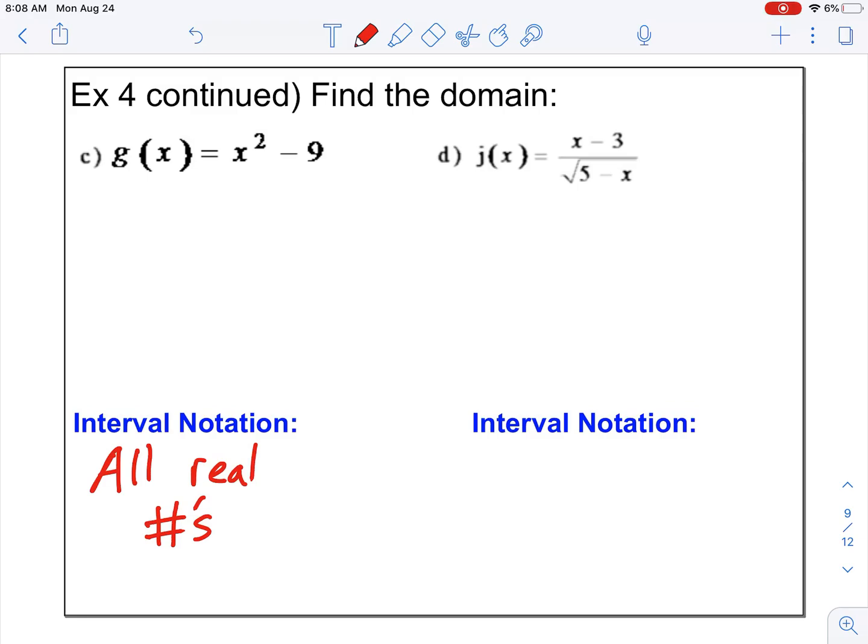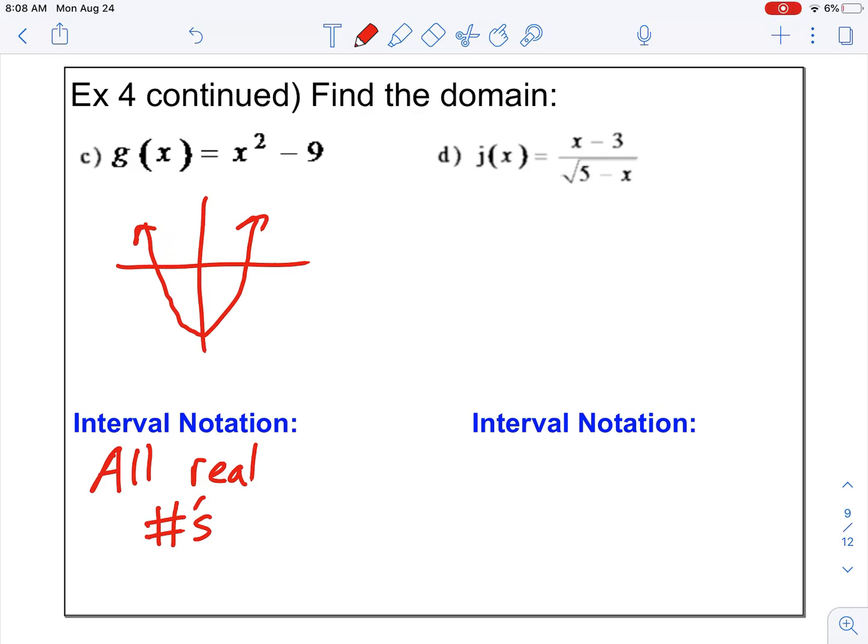All right. Now, another way to think about this is the graph of x squared minus 9. If you guys remember that graph, that's a parabola shifted down 9 units. So you can kind of verify your thinking. And if you look at the domain of that graph moving left to right, there are no restrictions. So that's why it's all real numbers.